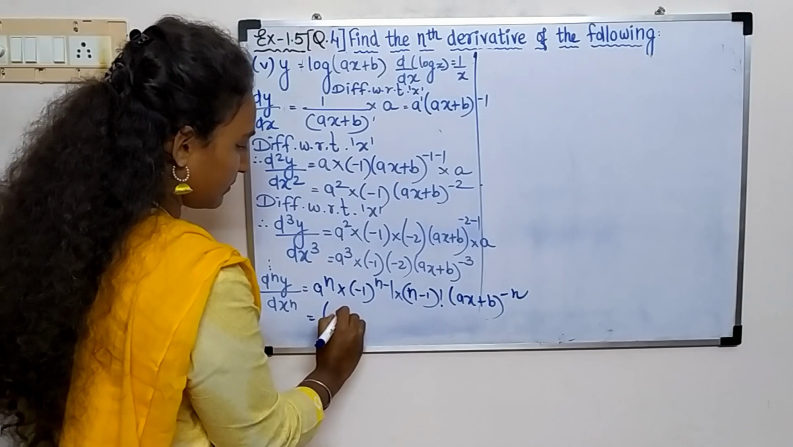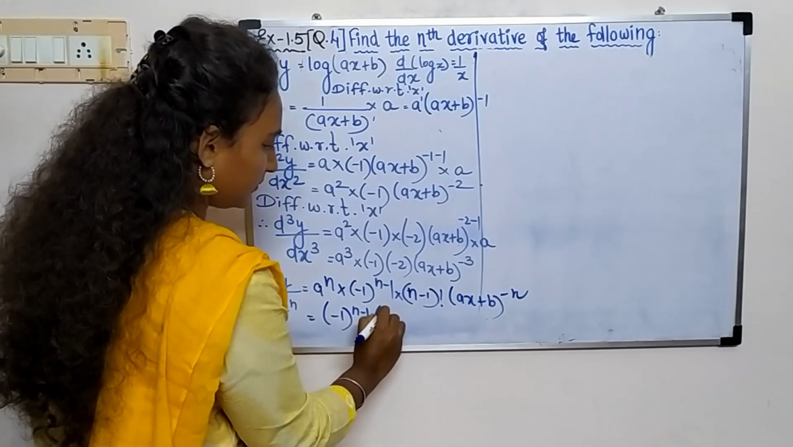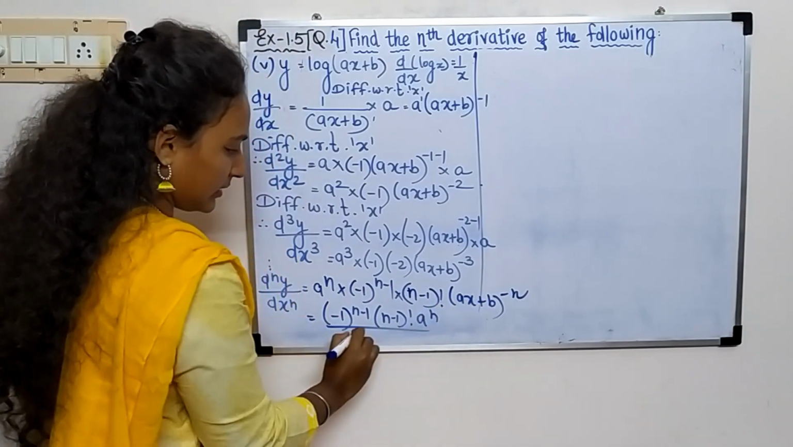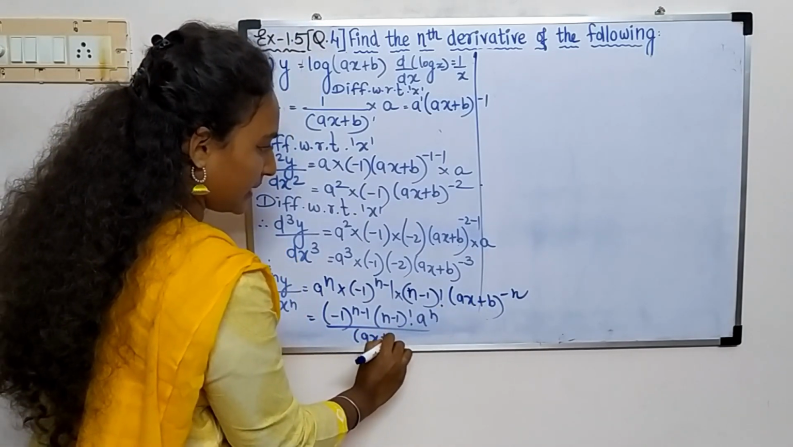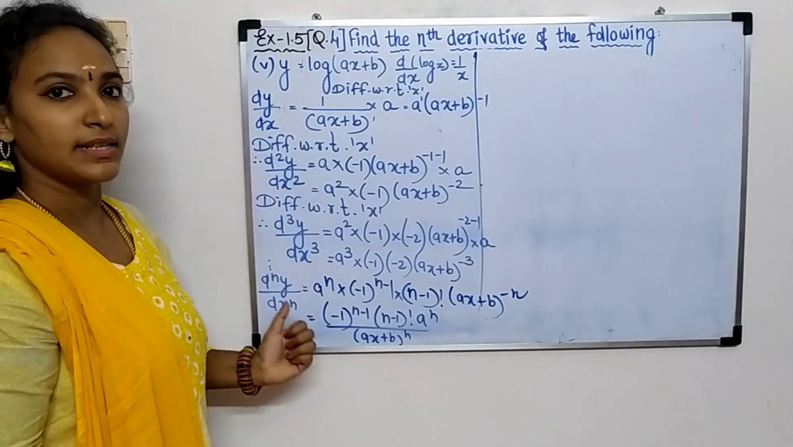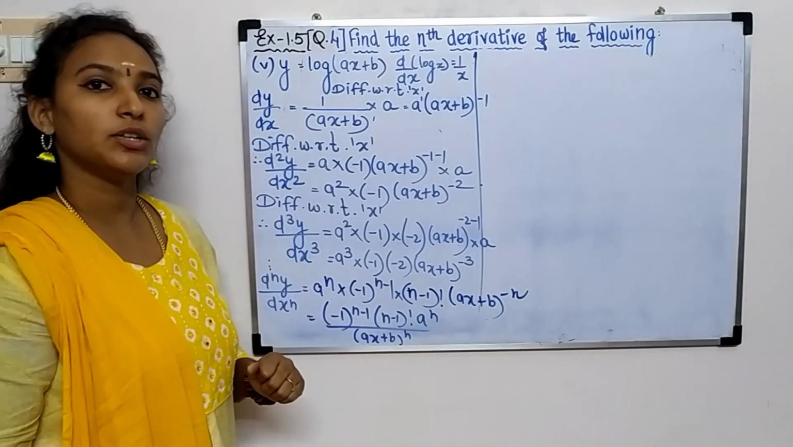So the answer is minus 1 raised to n minus 1, n minus 1 factorial, a raised to n, and take this ax plus b raised to n to the denominator. Okay, so the answer is complete now. Now we can move on to the question number 6.